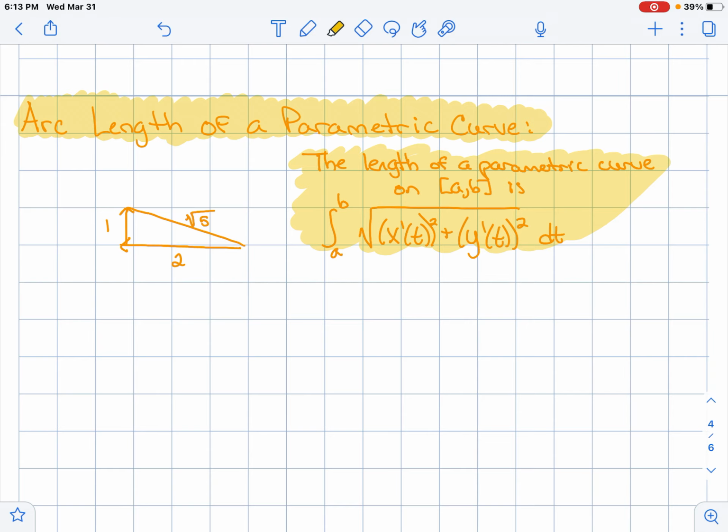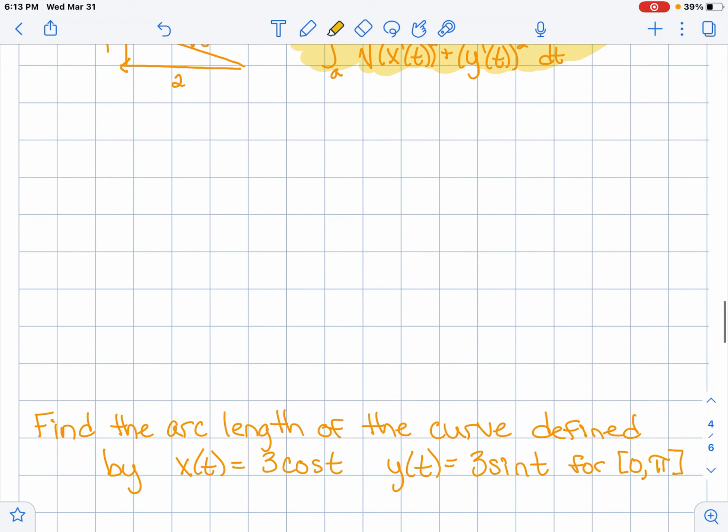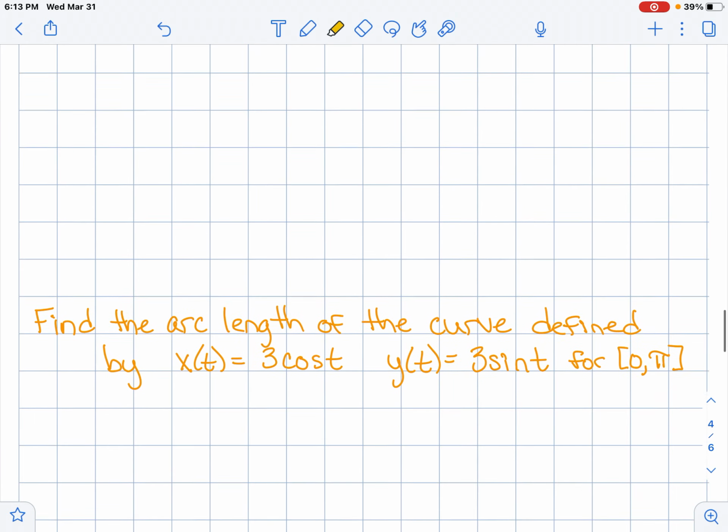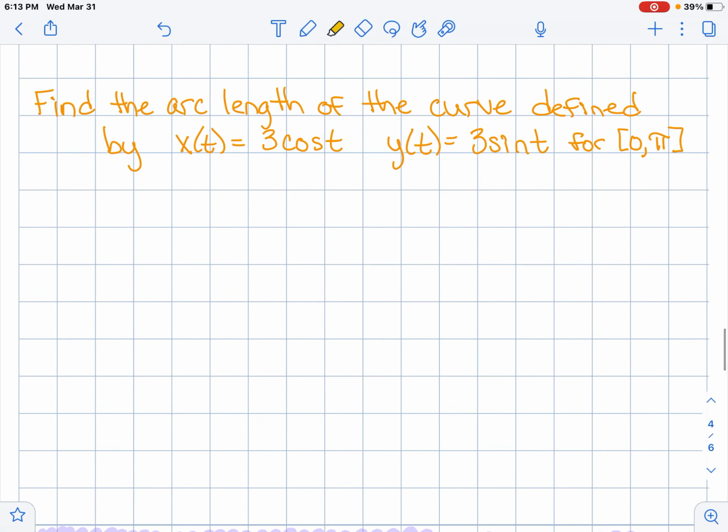Okay, I'm not going to do an example on this one. Oh, I take it back. Let's do an example. Sorry, I forgot that I did put one. Let's do an example. We're going to find the arc length of the curve defined by this. x of t is 3 cosine t, y of t is 3 sine t, so let's do some math here. We're going to find the arc length from 0 to pi.